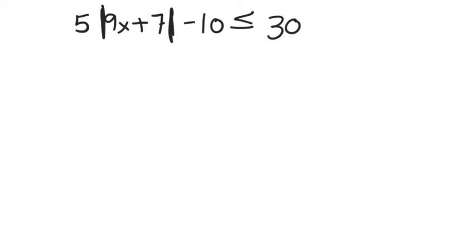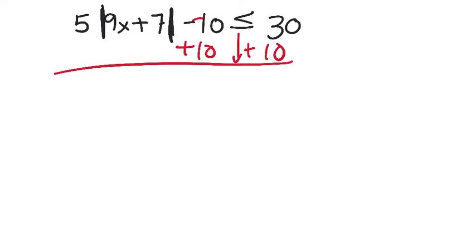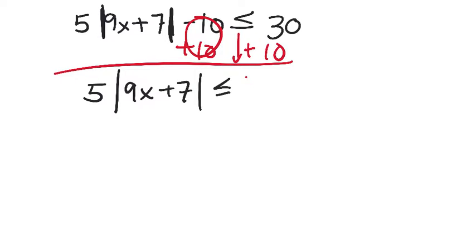So we will solve this one and we will graph it and put it in interval notation just to cover all our bases, okay? On this one, the first thing we need to do is solve for the absolute value, right? So let's get rid of that minus 10 by adding 10 to both sides. That zeroes that out just as we want it to. Now we have 5 times the absolute value of 9x plus 7, which is less than or equal to 40.